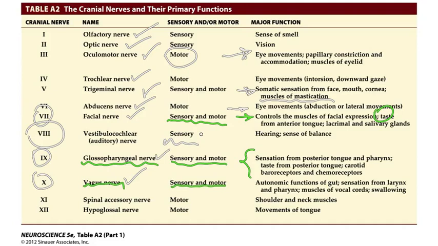So we'll see demonstrations of that in a little bit and talk more about that in detail. All right, so finally nerves 11 and 12. Nerve 11 is the spinal accessory nerve. The spinal accessory nerve is derived from the upper cervical segments of the spinal cord.